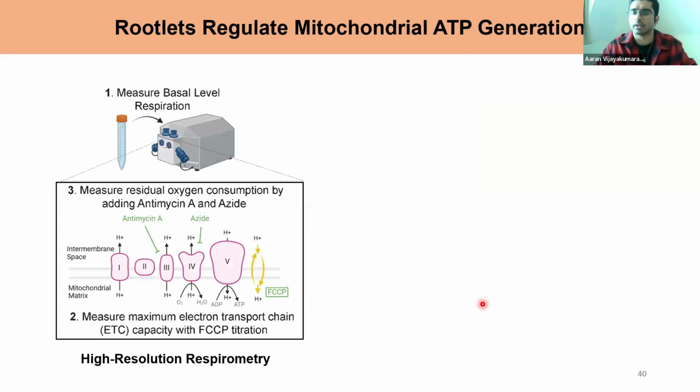Now, we then wanted to look at the effects on mitochondrial metabolism, and we developed an assay using high-resolution respirometry. And so first we measured the basal level respiration of the cells at basal state. And then we added an uncoupling agent called FCCP, which drives the electron transport chain to its maximum capacity. Lastly, we added a complex 3 and complex 4 inhibitor to measure oxygen consumption attributed to non-mitochondrial sources for our calculations.